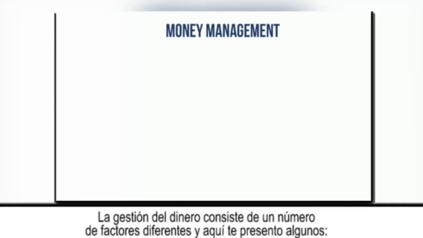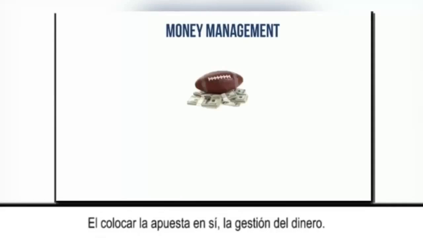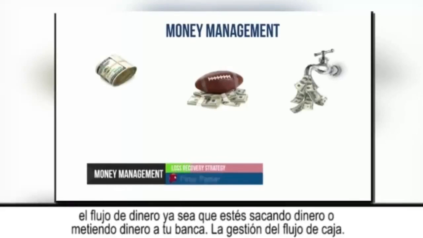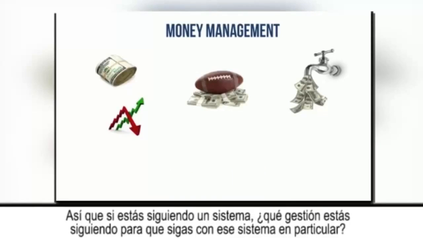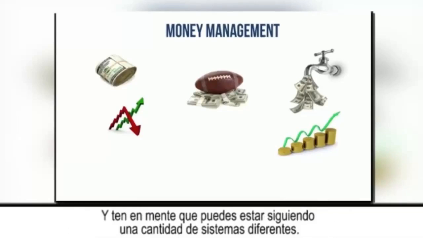There is actually placing the wager itself. There is the bankroll management of that, your cash flow, whether it's taking money out or putting money back into the bankroll, cash flow management. We've got loss adjustment and loss management. We've then got the system management itself. So if you're following a system, what management are they giving you to follow that particular system? And bear in mind that you could be following a number of different systems.